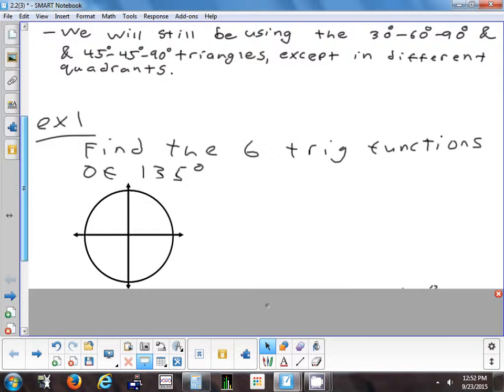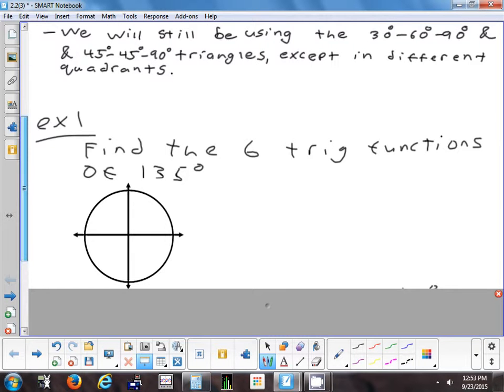Every angle that I give you that we're going to do on this circle has to be either a multiple of 30 or a multiple of 45. If it's not, we can't do it on this circle. Let's look at 135. Is that a multiple of 30 or a multiple of 45? Yep, that's a multiple of 45. It's 45 times 3. So when we do this problem, it's going to have something to do with the 45, 45, 90 triangle.